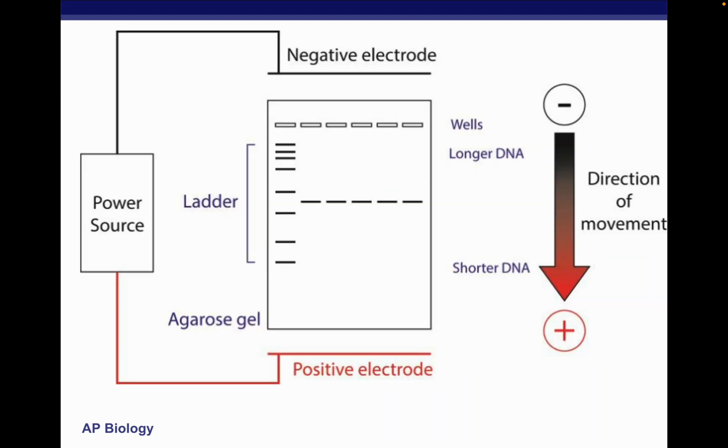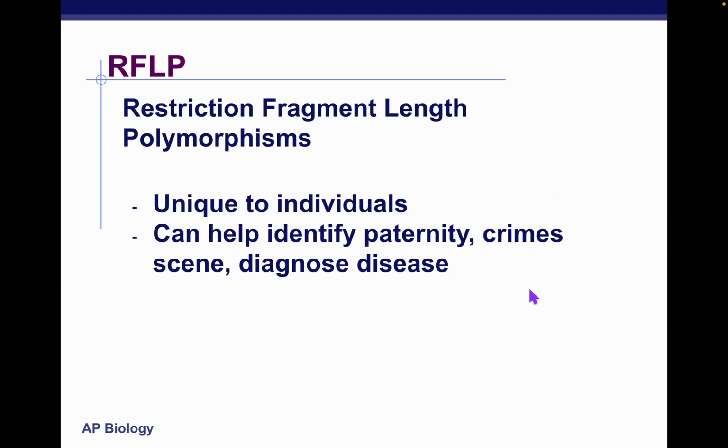So if we take a look here, here's our power source. We have the negative electrode. We load our DNA into here. Here's a positive electrode. This is what we call a ladder. We use a ladder to compare, to be able to measure the size of DNA. We know the size of all of these pieces. And then what will happen is this banding will appear based on the sizes of the fragments of DNA here. And so we have the longer DNA stays up here, the shorter DNA here.